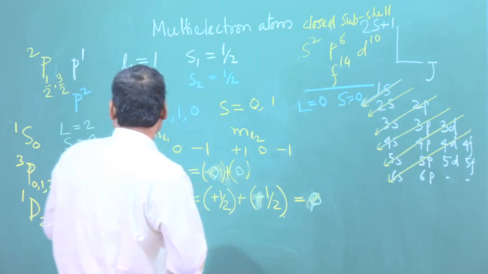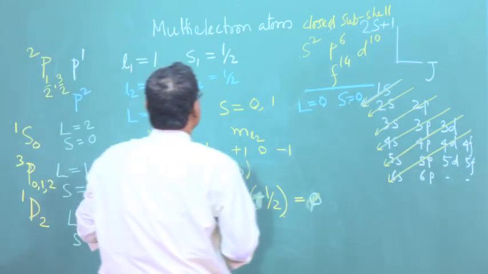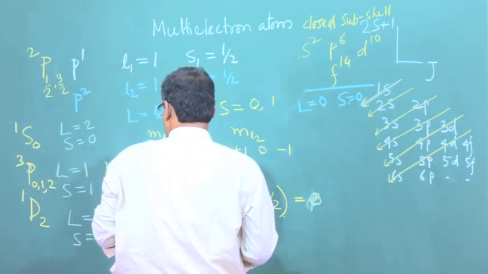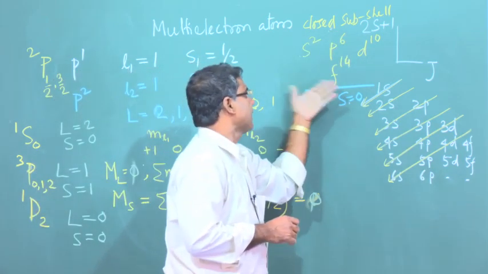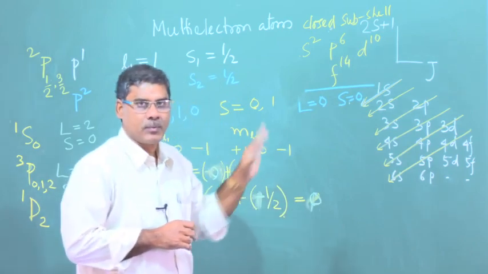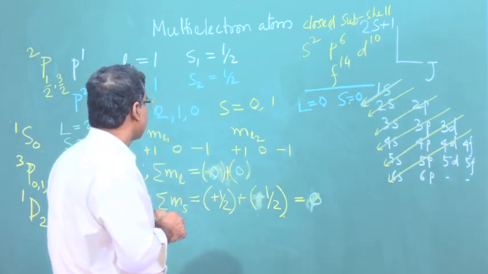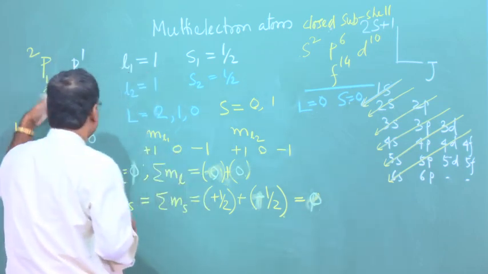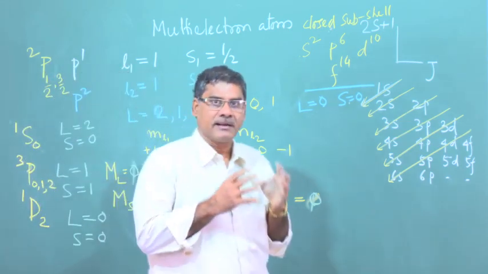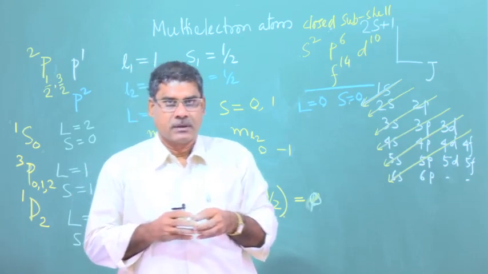So, we will continue our discussion. For multi-electron atoms, what we have seen so far is that for a closed subshell, L and S are 0. That is an important conclusion. And then another thing we have seen is equivalent electrons and non-equivalent electrons.